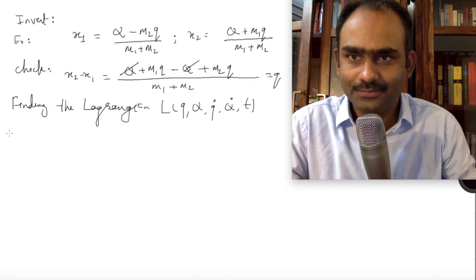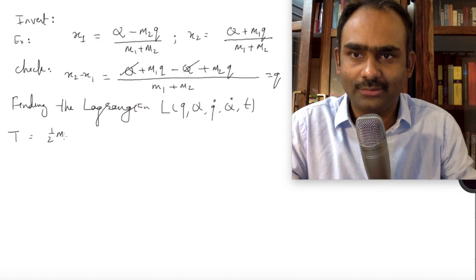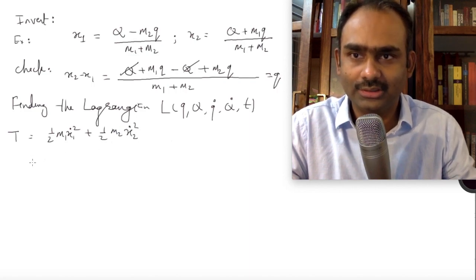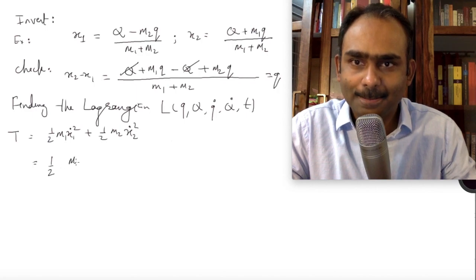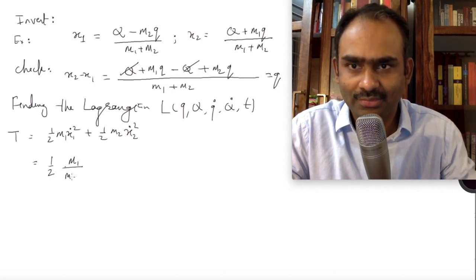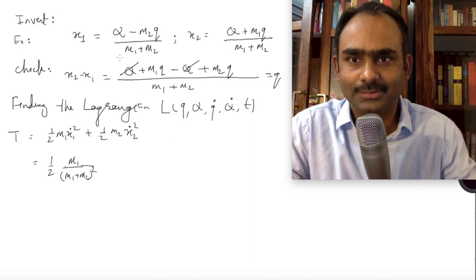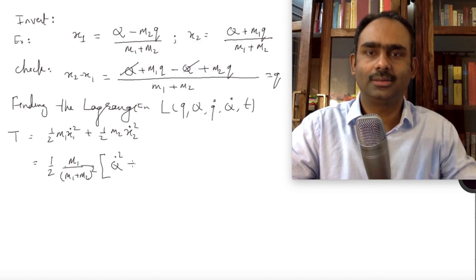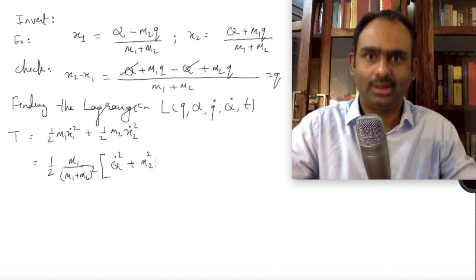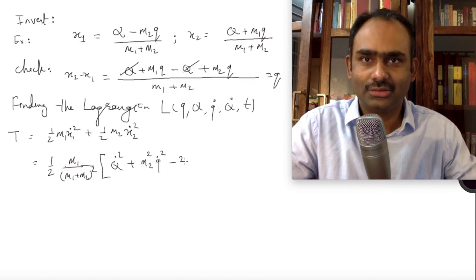Okay, so let's find out T now. So your T is, as before, half m1 x1 dot square plus half m2 x2 dot square, and let's substitute our x1 and x2 from here. So you get half m1, x1 dot square. This will involve m1 plus m2 whole square in the denominator. Then your x1 dot square will have q dot square plus m2 square q dot square minus 2 m2 q dot capital Q dot.